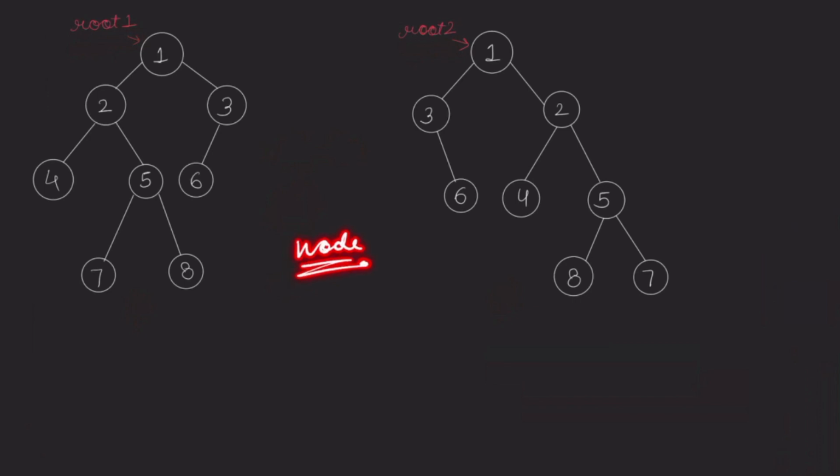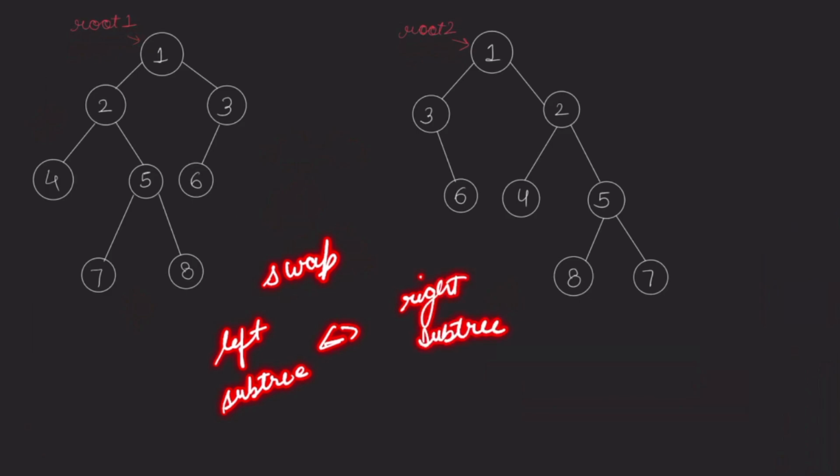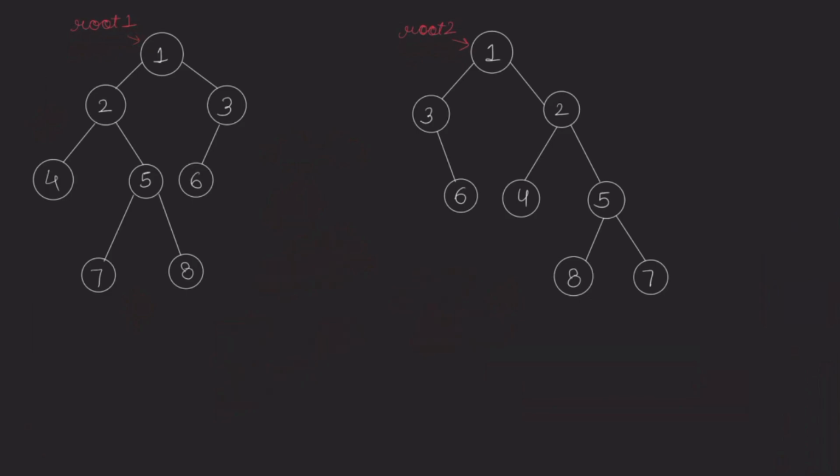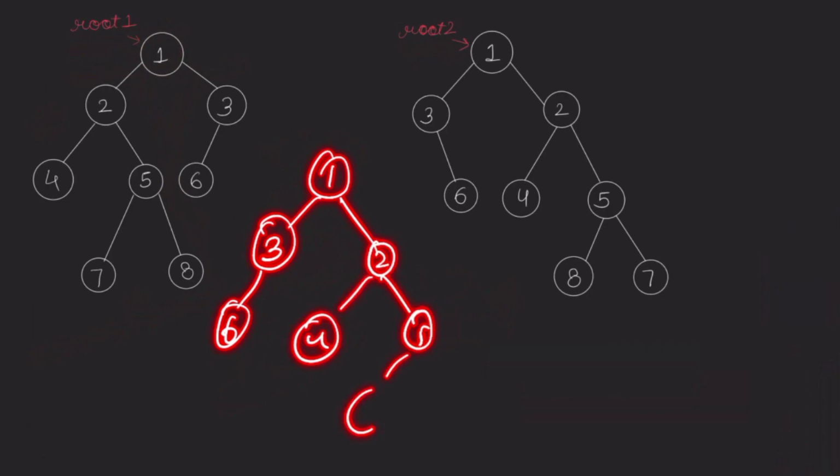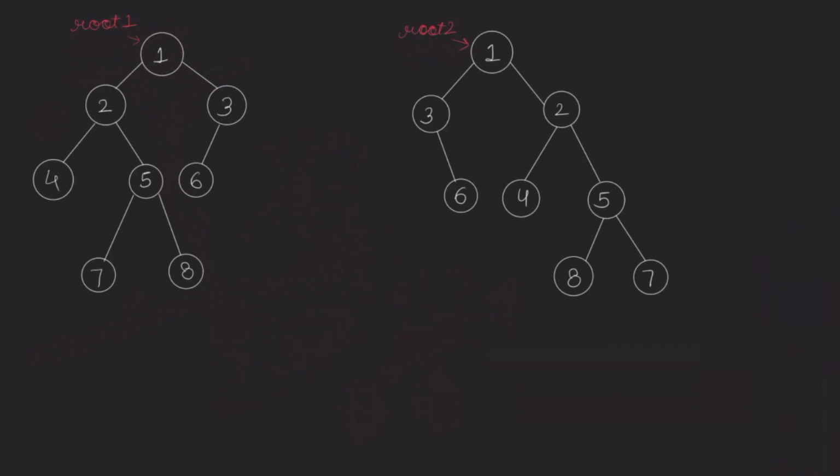You can choose any node from this tree and swap its left subtree with the right subtree. So let's suppose you have chosen this node 1, you can swap its entire left subtree with the right subtree. After that, the 3 node and its subtree will come here and 2 will go here like this. So this is one of the swap operations.